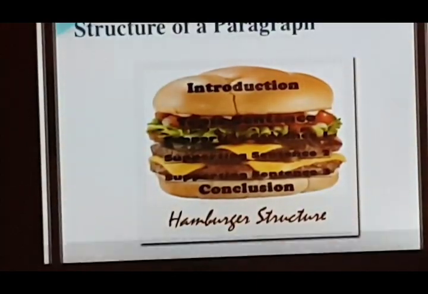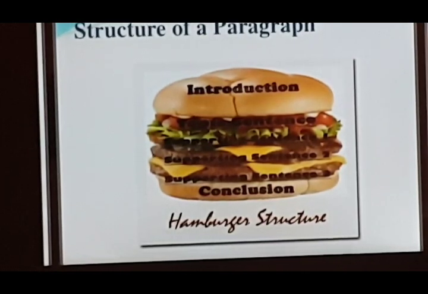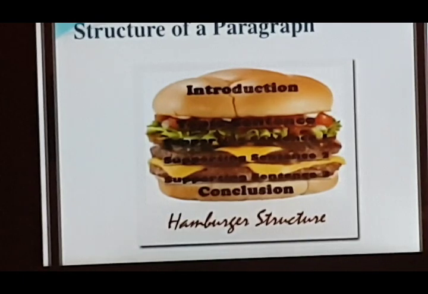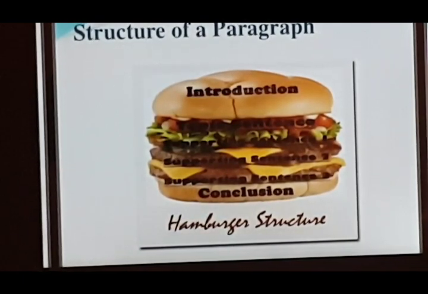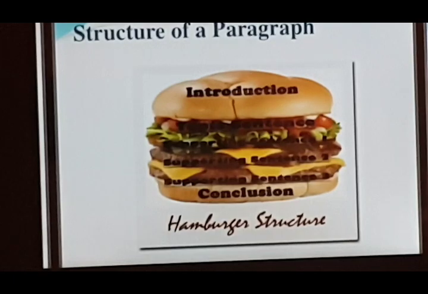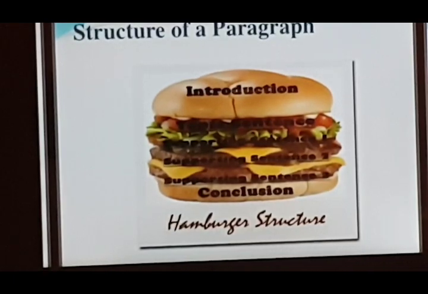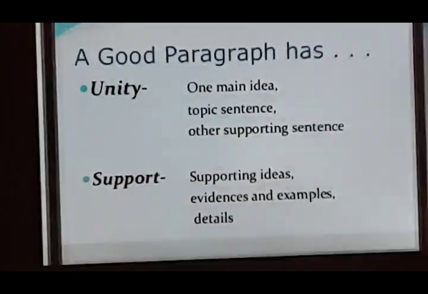Now this should be the structure of the paragraph. This is how you have to compose it. This is one of the methods. First is the introduction or the topic sentence on top. Then fill it up with supporting sentences. You can add 2, 3, 4 layers of those supporting sentences. And last comes the conclusion. And this is how your hamburger structure of a paragraph is done.